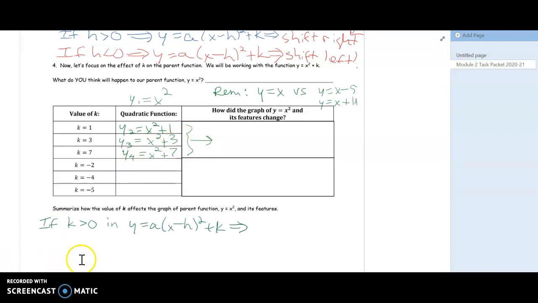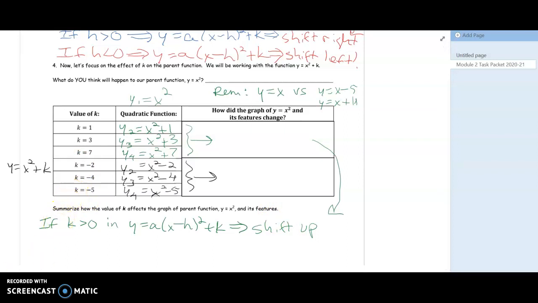Okay, and you can certainly start to observe what happens when I have a positive k value. Make that observation, and I might summarize just so we have it. If k is greater than 0 in the vertex form of a parabola, notice k is outside of the x squared, you probably said that that parabola will shift up. Sometimes we call that a vertical translation. And of course, you can guess what happens when k is negative.